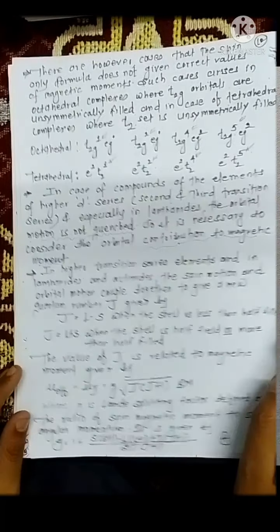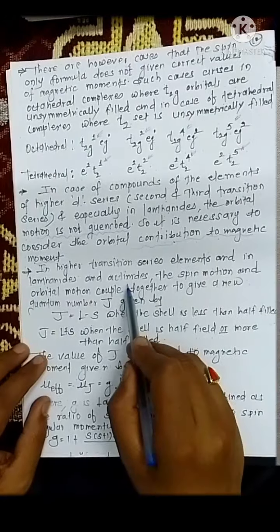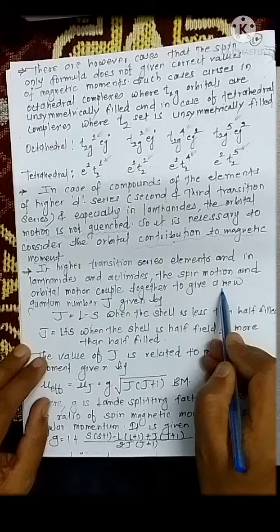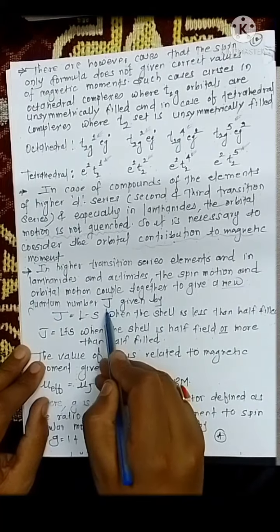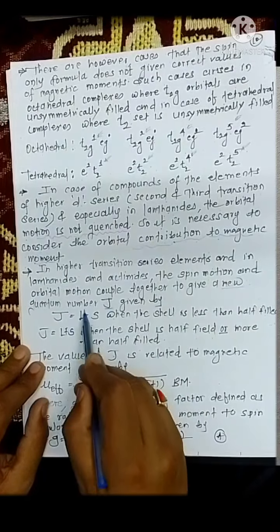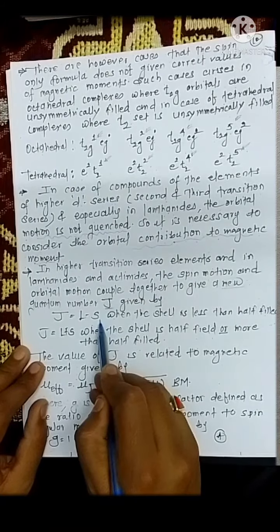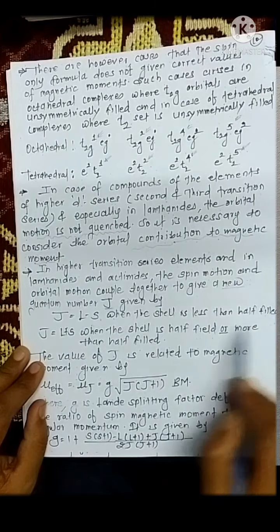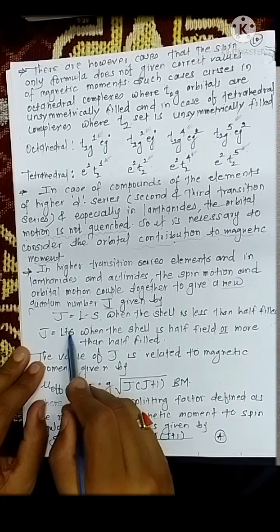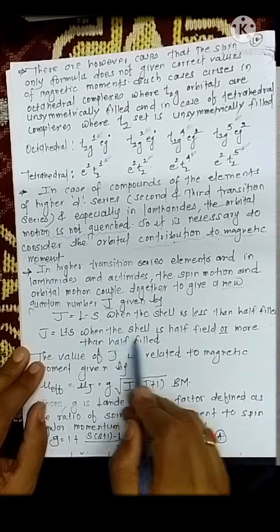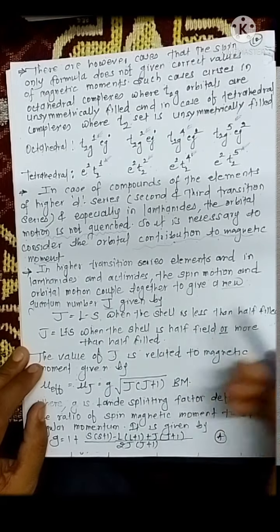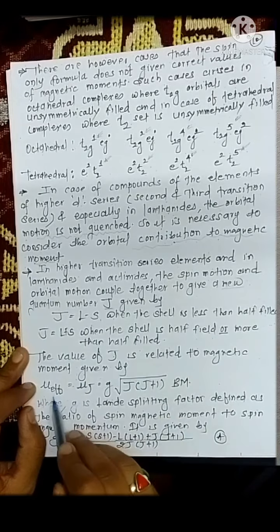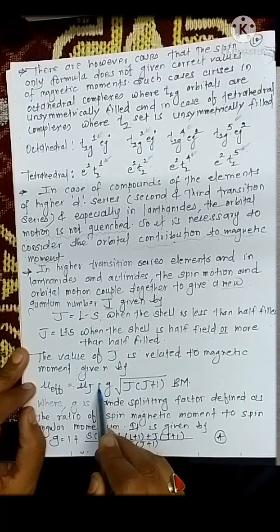In higher transition series elements and in lanthanides and actinides, the spin motion and orbital motion couple together to give a new quantum number, which is generally denoted by J. So J is equal to L minus S, used when the shell is less than half filled, and J is equal to L plus S, used when your shell is half filled or more than half filled.